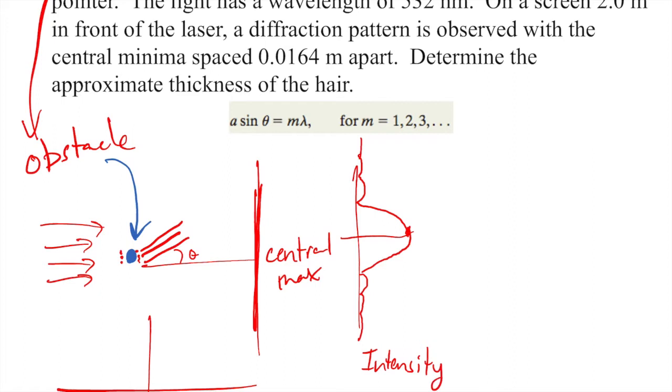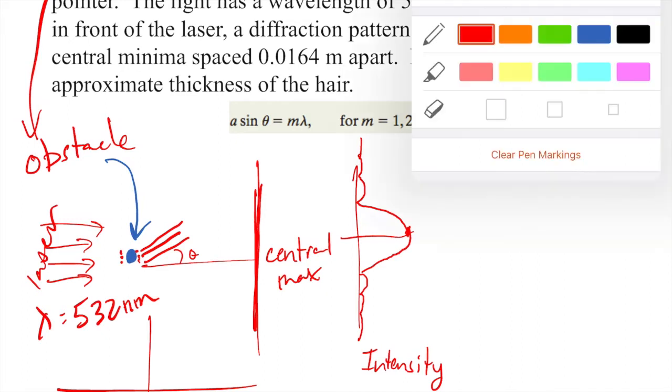So you have a human hair, a single obstacle in blue, placed directly in front of the opening of a laser pointer. The light has a wavelength, lambda, of 532 nanometers. On a screen 2 meters in front of the human hair, a diffraction pattern is observed with the central minima spaced 0.0164 meters apart. Determine the approximate thickness of the hair.